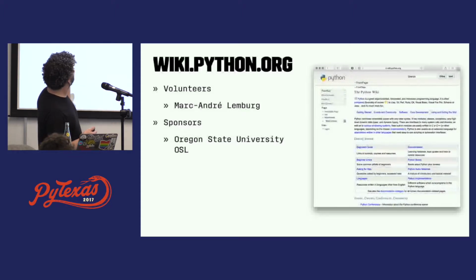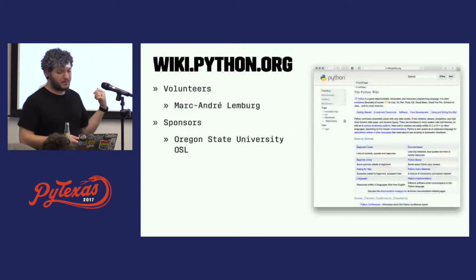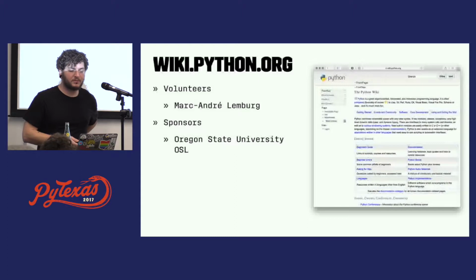Wiki.python.org, Mark Andre and the OSU OSL make this possible. OSU OSL is really cool. They're an open source lab out of Oregon State University that basically gives you a place. If you're an open source project, you can apply and get a place to run servers, hop into their virtual machine cluster, et cetera. So you should check that out if you're interested.